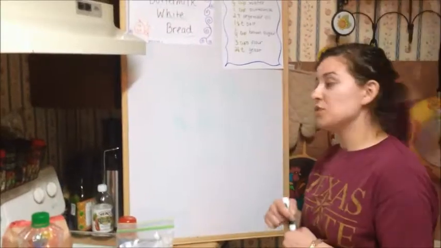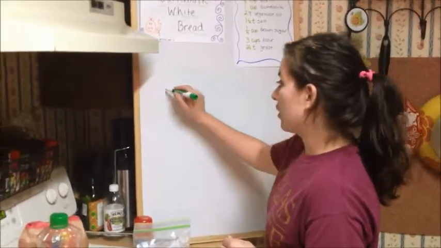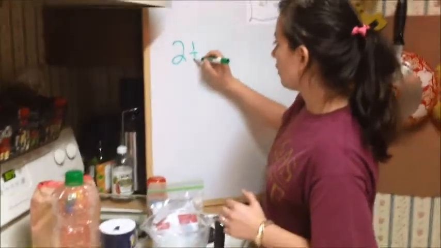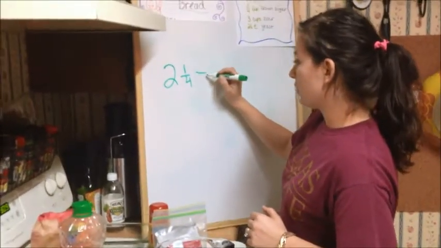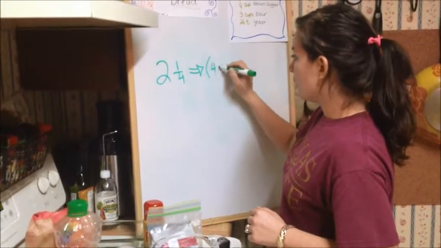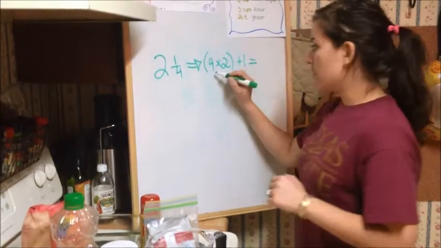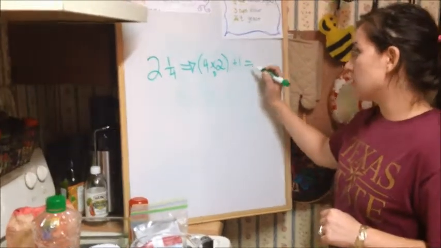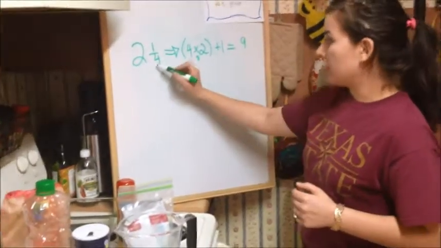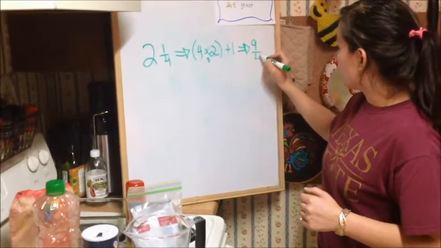Alright, so now we're going to go ahead and do the 2¼ teaspoons of yeast. So we're going to take our 2¼ mixed fraction, and we're going to make it into an improper fraction. So we're going to do 4 times 2 plus 1. We know 4 times 2 is 8, plus 1 is 9. And then we need to remember to put our denominator back in here. So we're going to have 9/4.